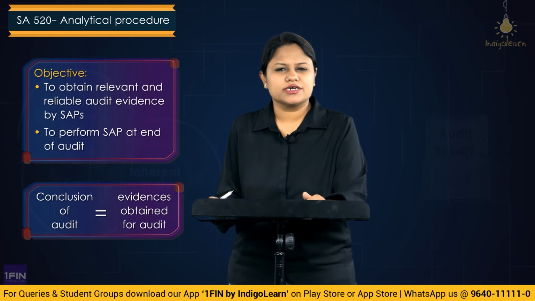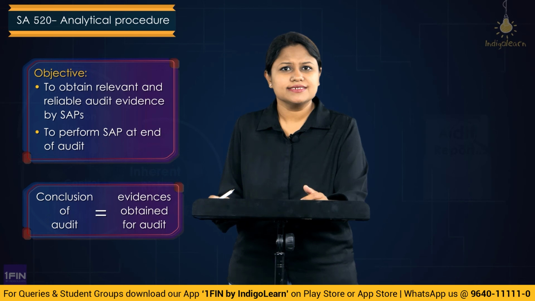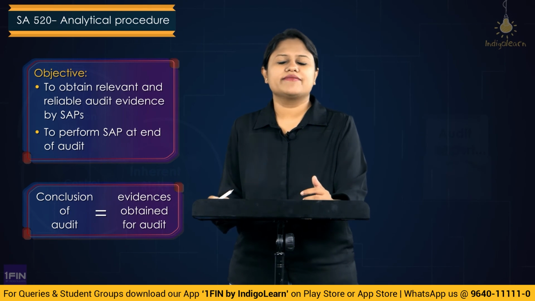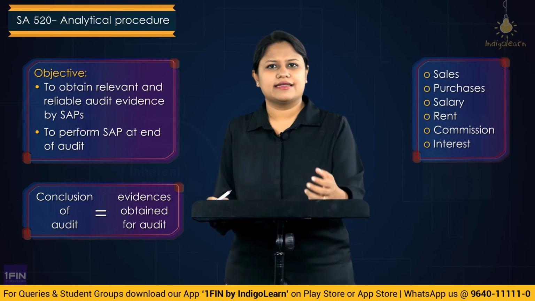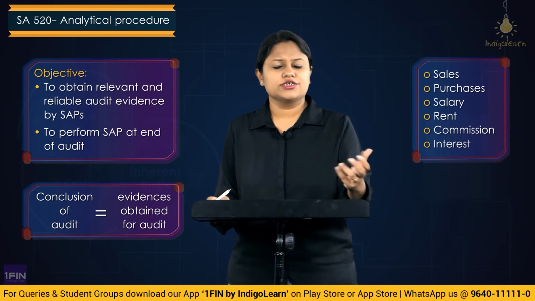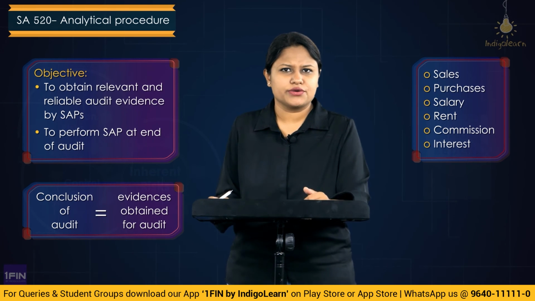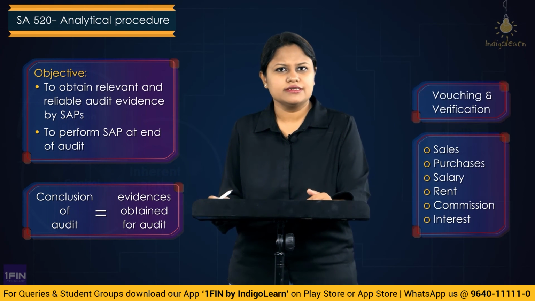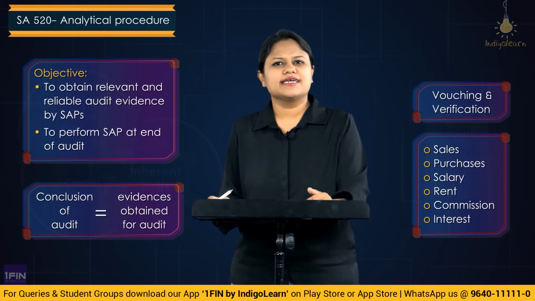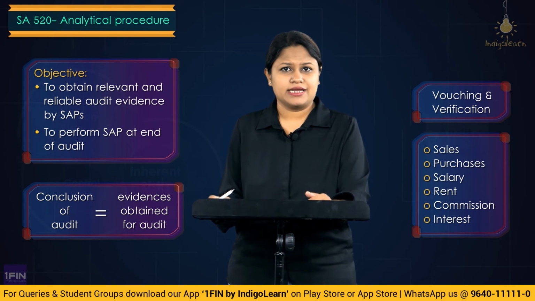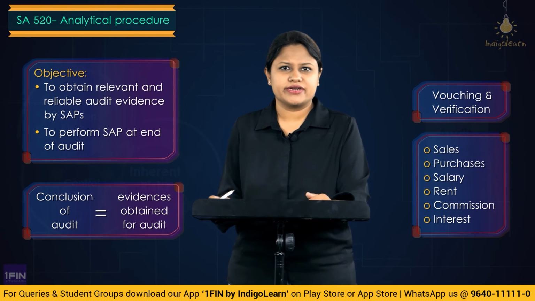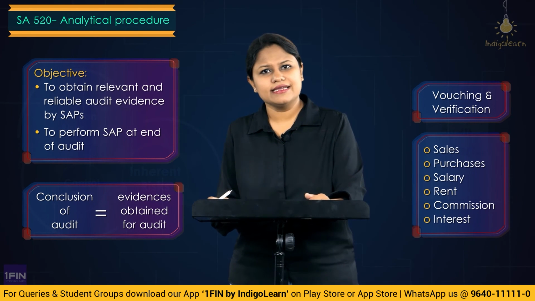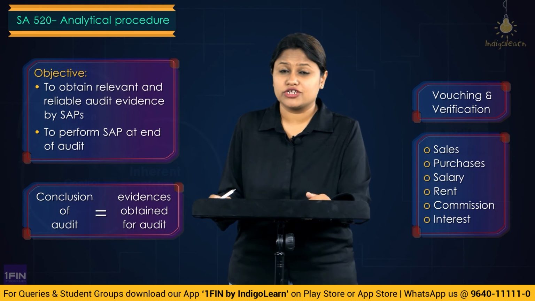Because analytical procedure is going to be a corroborative audit evidence, it should be supporting the other evidences that you obtained. So during the course of audit on the sales, purchases, salary, rent, maybe interest, maybe commission, maybe any other information that you have, when you do the vouching and verification, you will come to a conclusion whether they are misstated or they are not misstated. But when you perform analytical procedures on them at the end, usually what should be the answer? That they should provide a corroborative evidence. That means yes, what they are telling, and when you perform the analytical procedure, they should actually match.